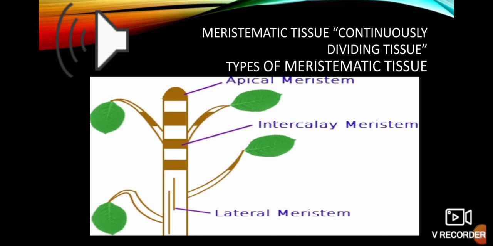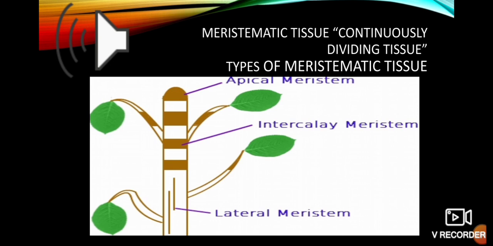Number 2 is intercalary meristem. It is mainly located at the internodes. What are the internodes? These are regions from where the leaves grow. So it is present in those regions and it helps in increasing the length of the plant. It is mainly present in plants like monocots, pines, etc.